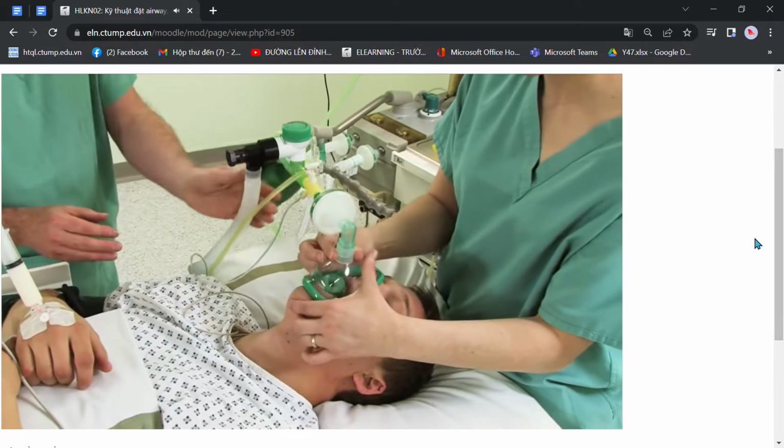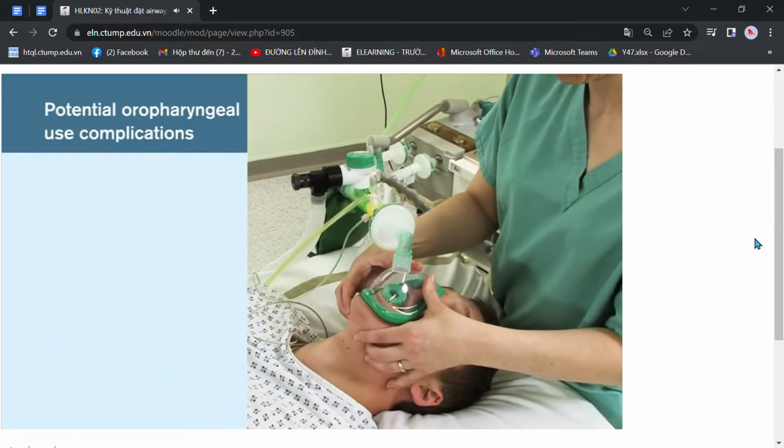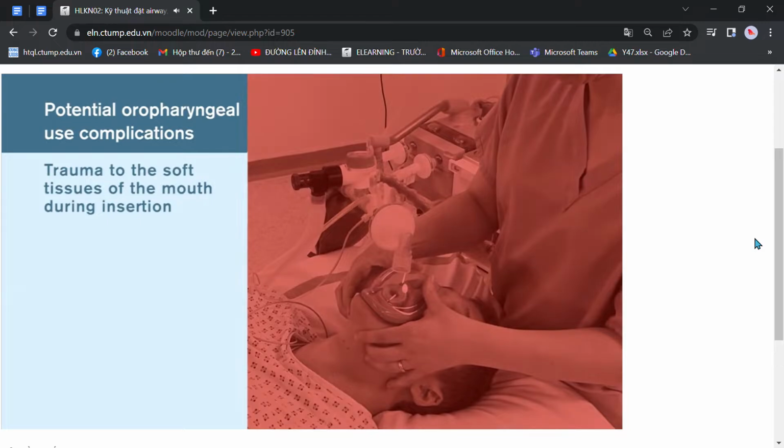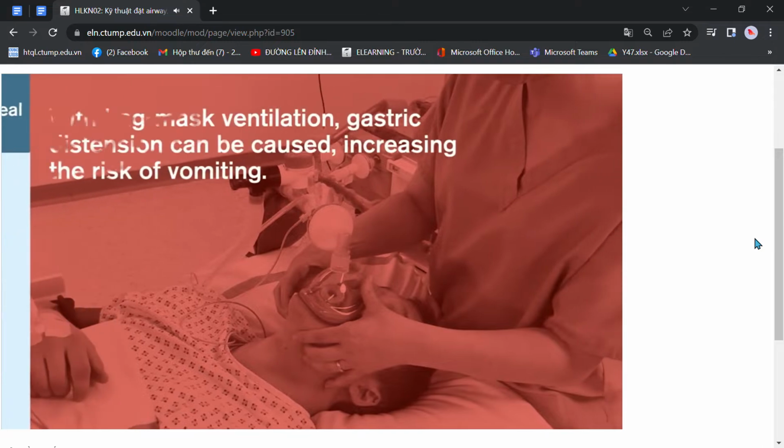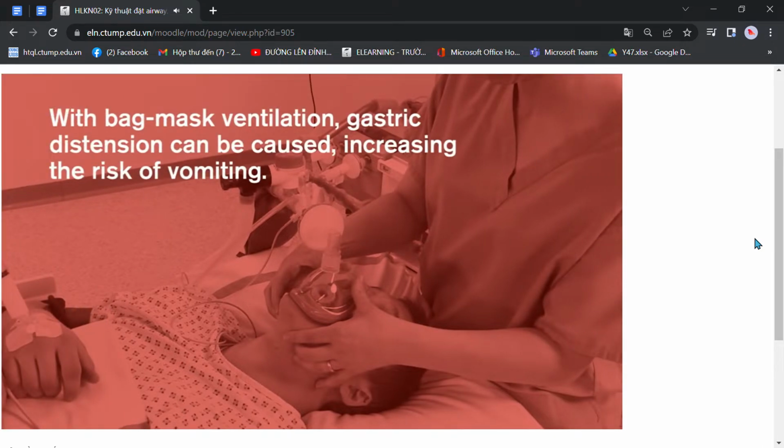Potential complications with the use of oral pharyngeal airways include trauma to the soft tissues of the mouth during insertion, damage to the teeth including caps and crowns, vomiting, gagging, and laryngeal spasm. With bag mask ventilation, gastric distension can be caused, increasing the risk of vomiting.